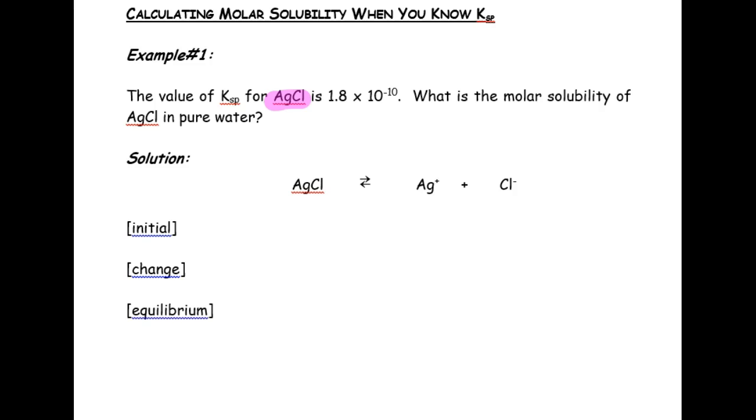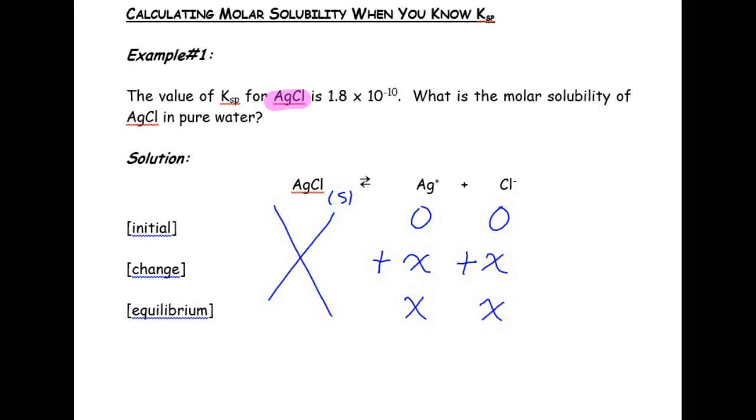as usual. So my solid, any solids, are going to be excluded from the equilibrium law. Okay, I'm going to start out with 0 of each of my ions, but they're both going to increase. And based on the coefficients in the balanced chemical equation, I'm going to see them both increase by x. So since I don't know the molar solubility of AgCl, that's what I'm finding out, I can't solve for x. So I'm simply going to write out x and x as my equilibrium concentrations right now.